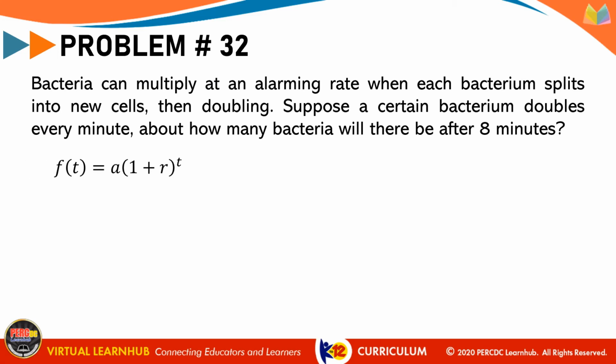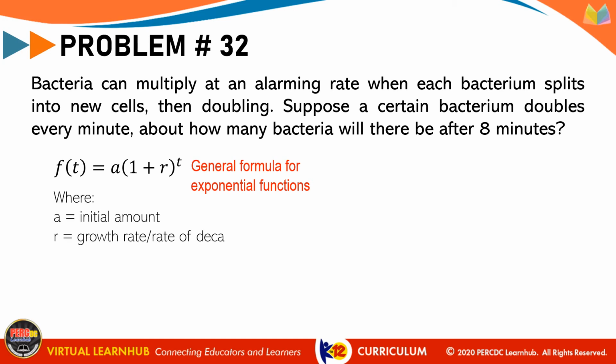Now we have here the general formula f of t equals a times 1 plus r raised to t. This is our general formula for exponential functions. We will only use this if there is no given function in the problem. So since there is no given function in the problem, we will use this general formula. Again, remember f of t equals a times the quantity 1 plus r raised to t, where a is the initial amount and r is the growth rate or rate of decay in decimal, and t is the number of time intervals.